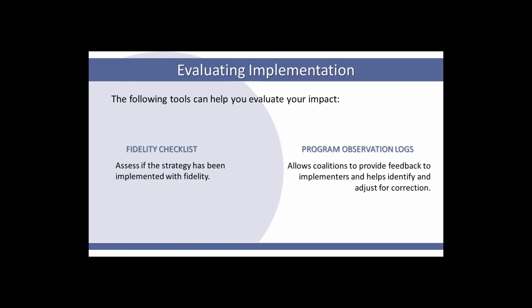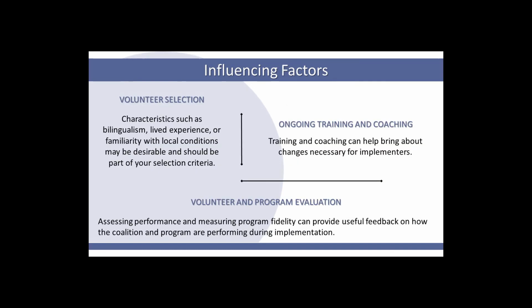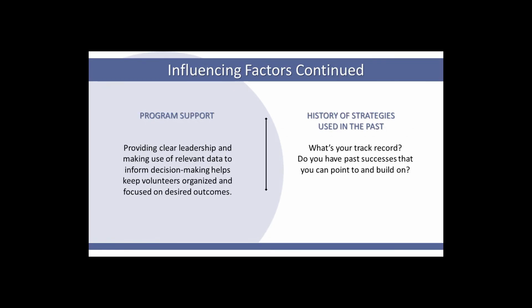During implementation, coalition members acknowledge commitments made to carry out and/or oversee various aspects of the coalition's work. Many things can influence how a program is implemented, including staff selection, staff training, staff and program evaluation, available resources, and experience with implementing prevention programs. Leadership and relevant data help keep volunteers organized and focused. Also, the history of strategies is useful to determine successes that you can build on.